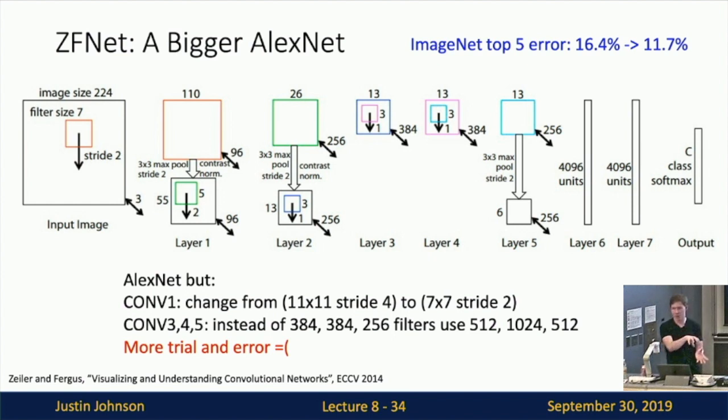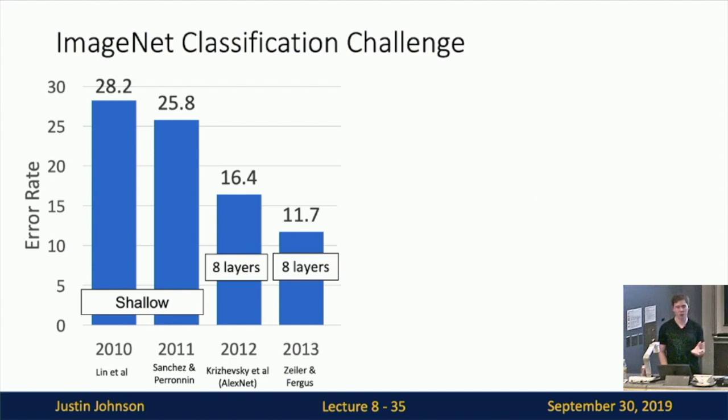Instead, they had to reach into individual layers and tune some of the individual parameters one at a time in order to make the networks bigger. But in doing so, they were able to achieve a fairly large increase in performance over AlexNet. We saw the error rate on this ImageNet challenge drop from 16.4 down to 11.7 with ZFNet.